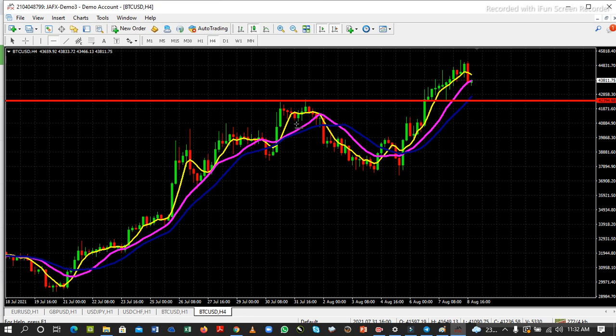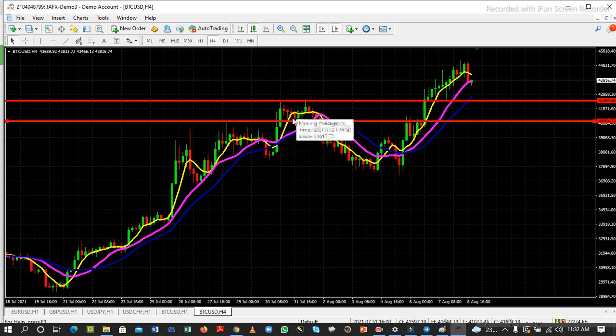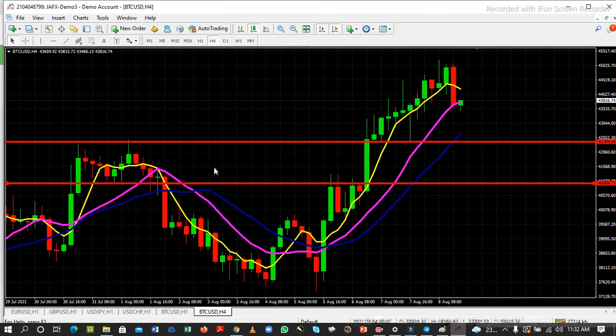Okay. Can you see this formation here? The market moved up and gave a double top here. This was a double top here. Now, once you see this moving average cross, you sell. You sell. That's how you trade Bitcoin.